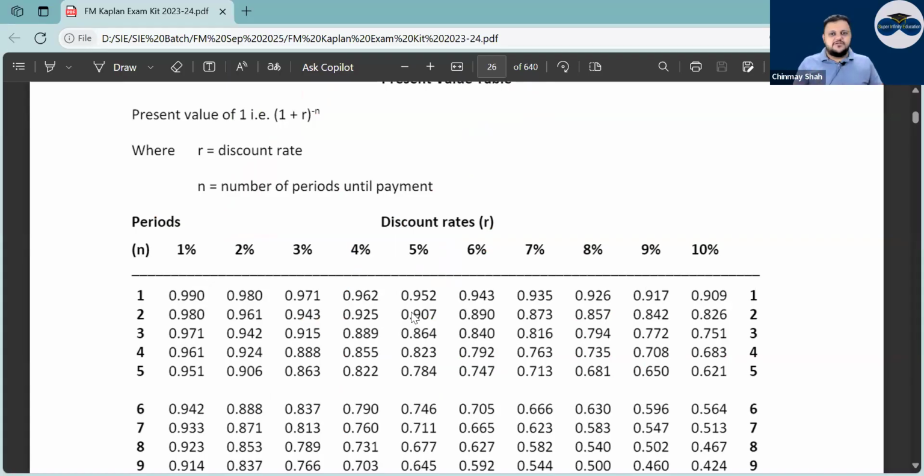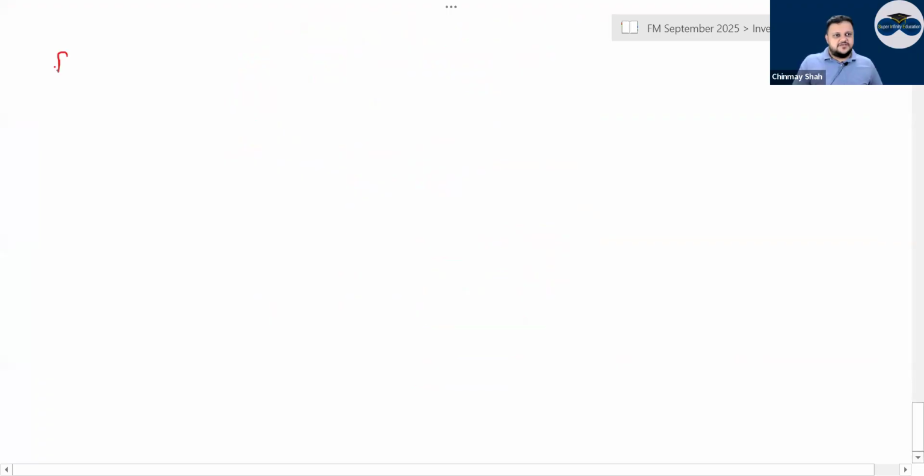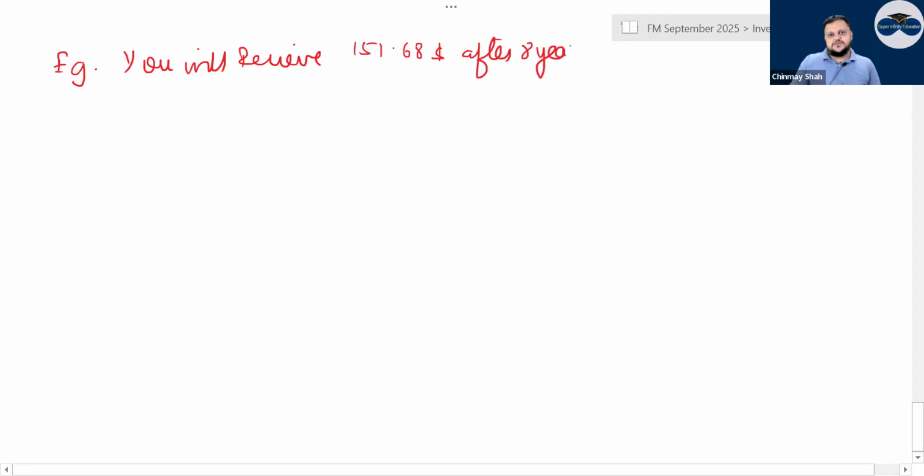Correct. Let's do one question by the discounting method, using the discounting table. Write an example. You will receive $151.68 after 8 years, right? Discounting rate, DR, is what? Discounting rate is equal to 6% per annum.